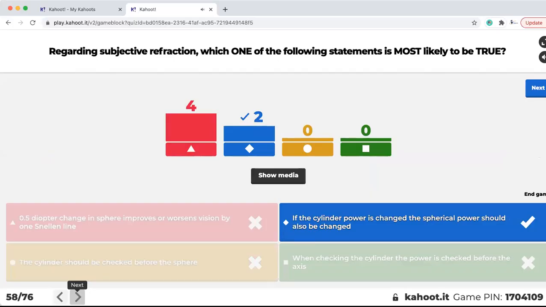Okay. So actually, the first and the second options are very confusing. Let me ask you, I'm aware that there are some texts that say that 0.5 diopters change in the sphere can improve or worsen the vision by one Snellen line. But can you tell me, for those who are choosing the first option, why the second option is wrong?